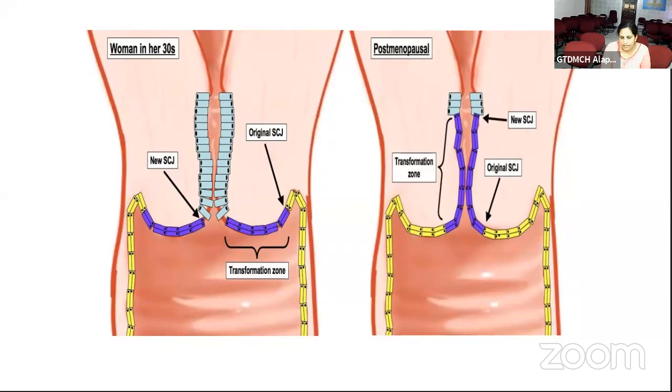In postmenopausal ladies, the new squamous columnar junction and the original squamous columnar junction lie inside the endocervical canal. That is because the uterus becomes small, the cervix shortens, and there is regression of the epithelial cells.